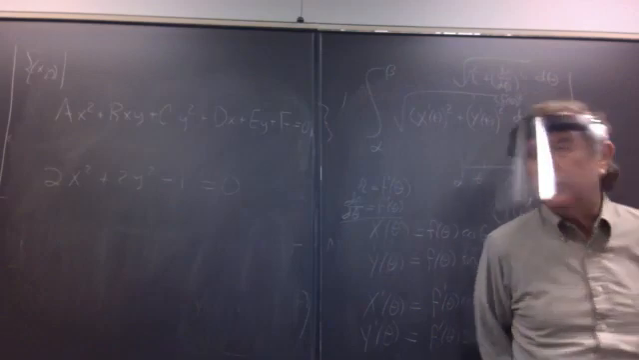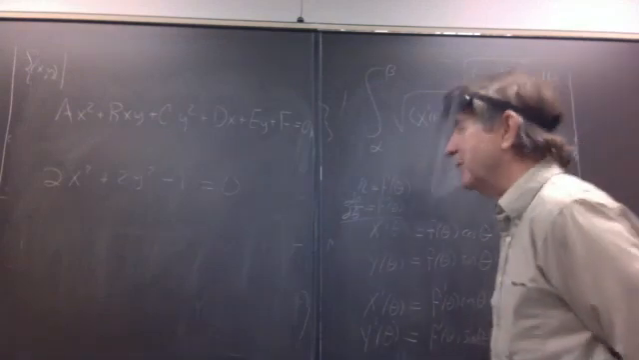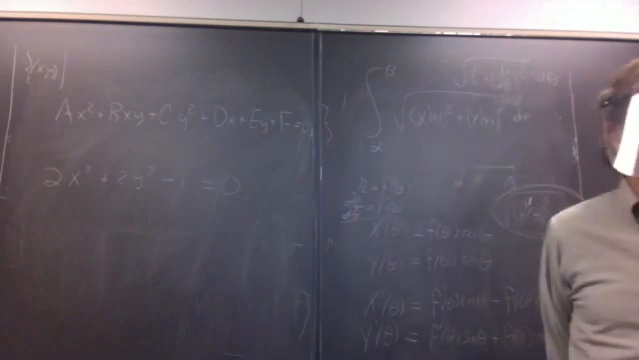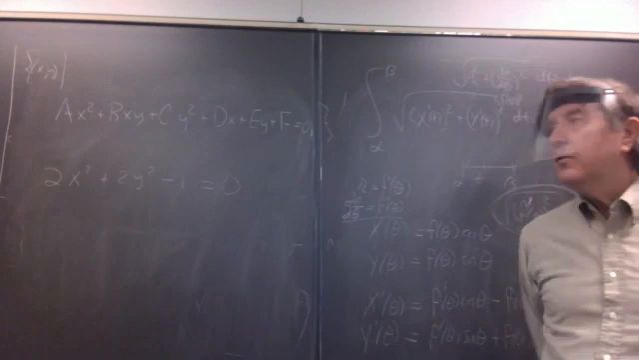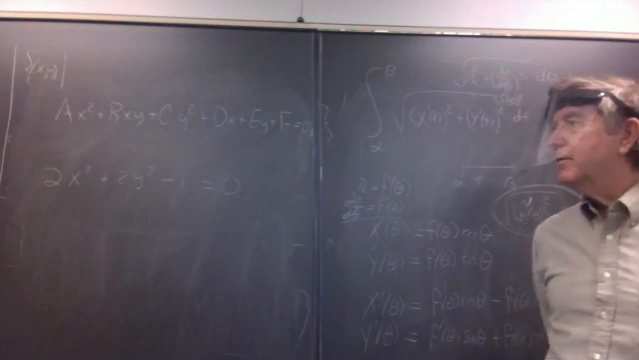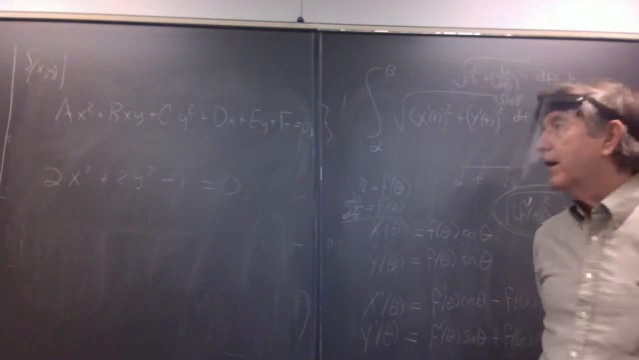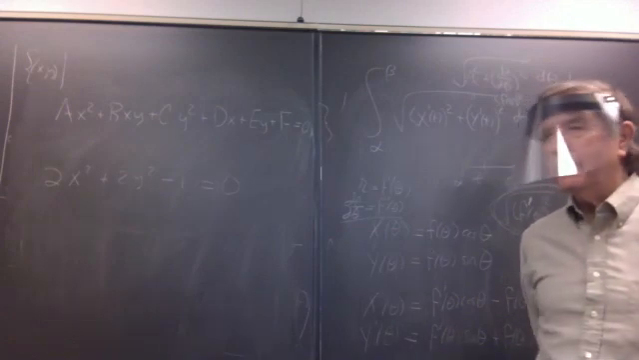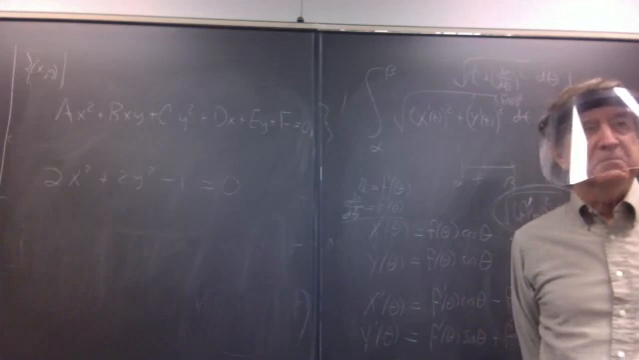So if I choose A to be 2, B to be 0, C to be 2, D to be 0, E to be 0, and F to be minus 1, you get a circle. Okay. Suppose I choose A, B, and C to be 0, then I'd have dx plus ey plus f. I get a straight line.